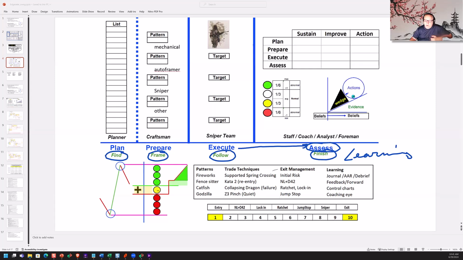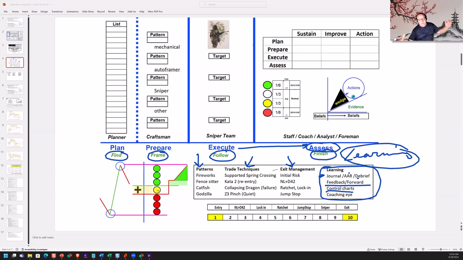update new patterns, new trade techniques, refined exit management. We're actually going to learn from the way that we conduct our assessment to improve the way we journal our trades, conduct after action reviews, debrief ourselves, and use feedback and feed forward in order to provide information to make adjustments. We're going to use system control charts to make sure that we're using data and systems thinking to make small, measurable, intentional changes to our rules one at a time so that we can test and then implement instead of reacting to the last painful burned experience.